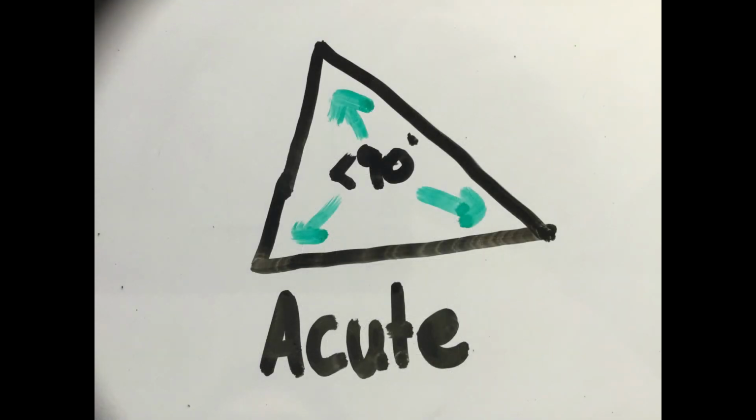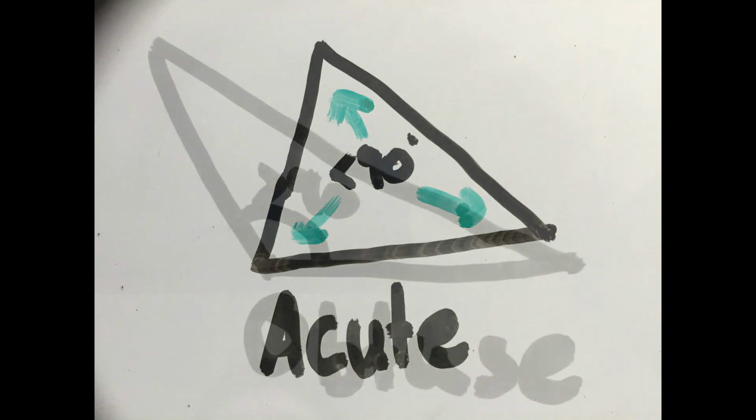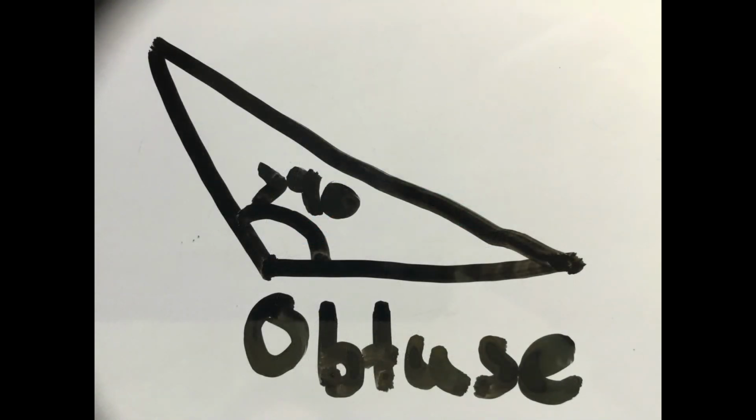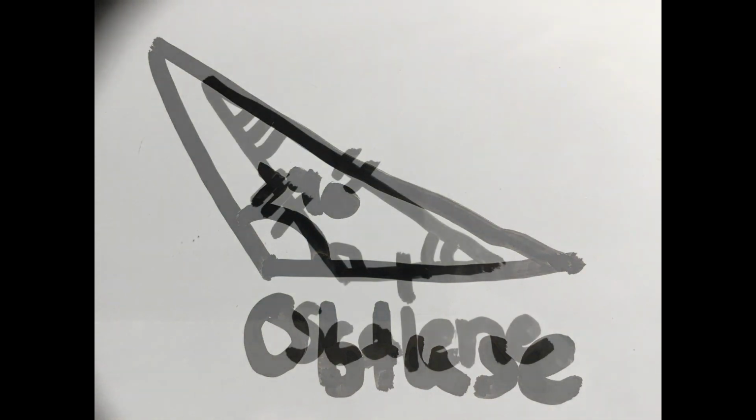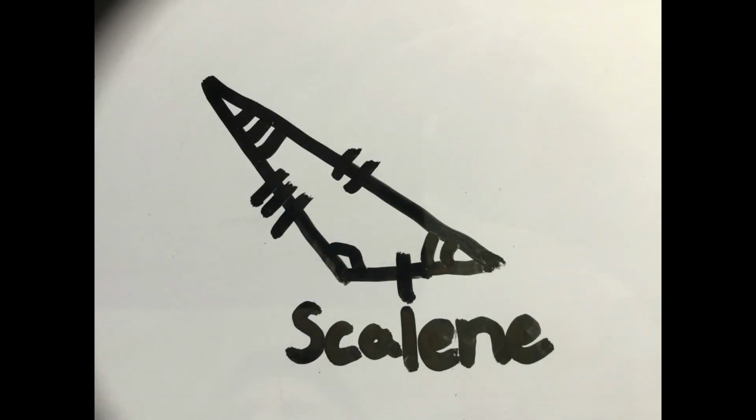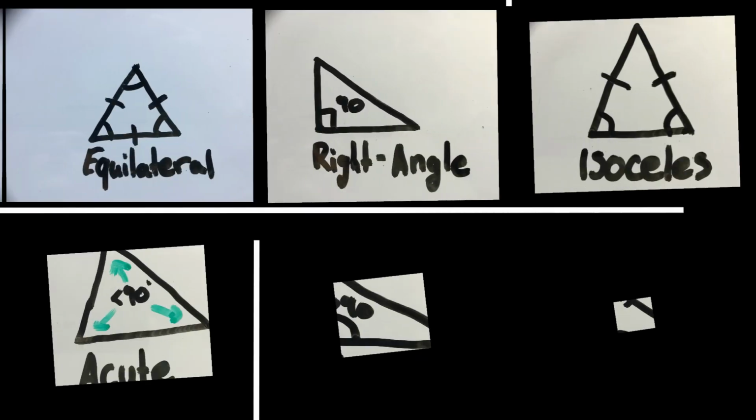You have acute triangles where all the angles are less than 90 degrees. You have obtuse triangles where one angle is larger than 90 degrees, and we have scalene triangles where all the angles and sides are different.